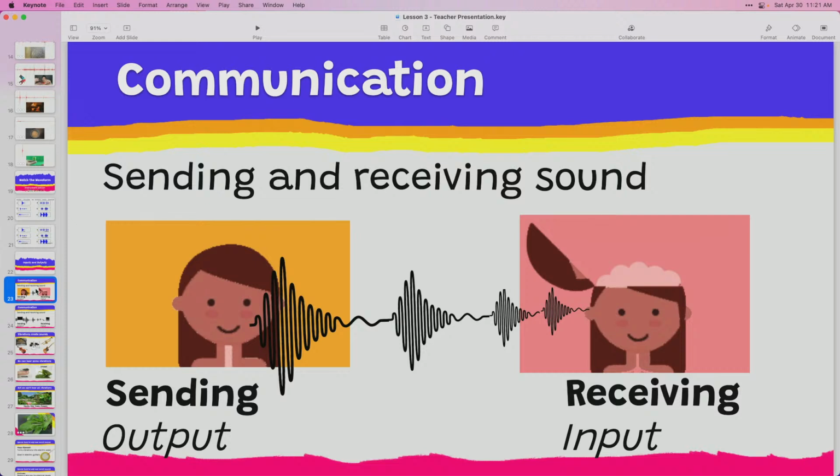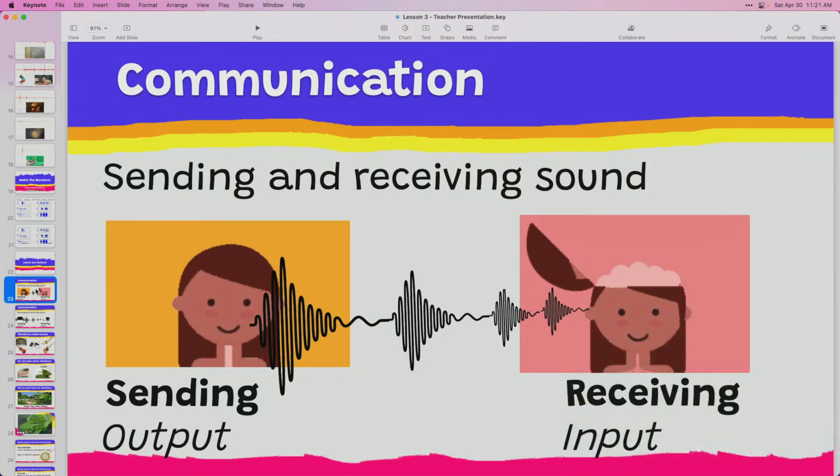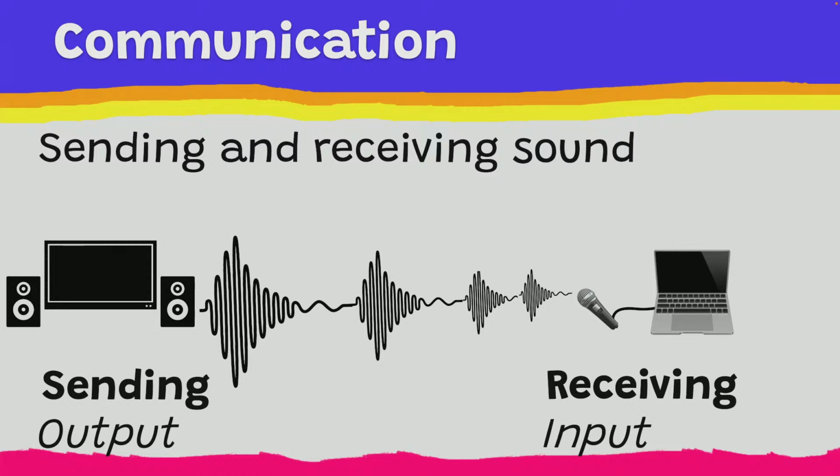To recap, communication is about sending and receiving sounds. When we're sending sounds, we're acting as an output. We are putting things out there. So sending, output, creating sounds, talking, playing sounds on a speaker, those are all examples of output. When we're receiving sound with our ear, that's an example of an input. So our ear is an input. A microphone is an input. So speakers, output, microphone, input.